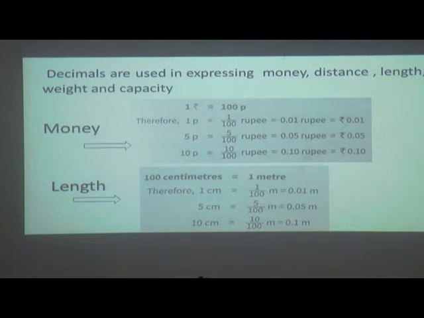Now we will see decimals are used in expressing money, distance, length, weight and capacity. When I started the chapter, we had already learned where we use decimals in daily life, the applications of decimals in daily life. It's not just to learn, we have to see where we can apply this. Money everyone knows, because I had given many examples and showed you some slides.